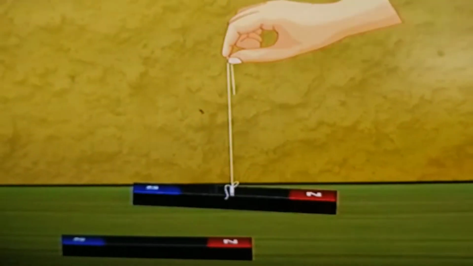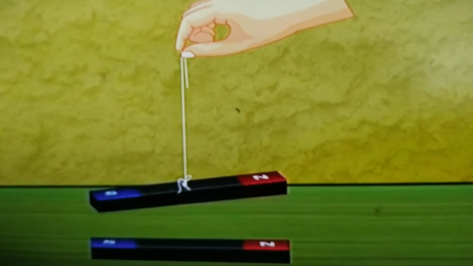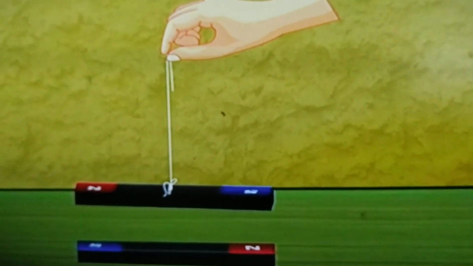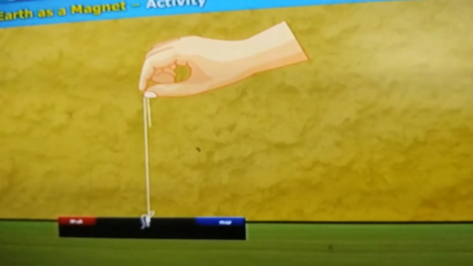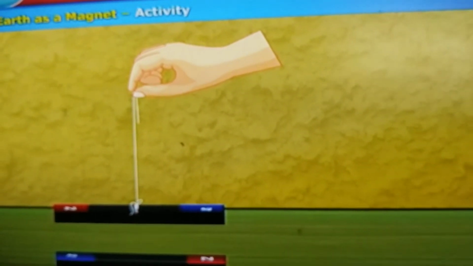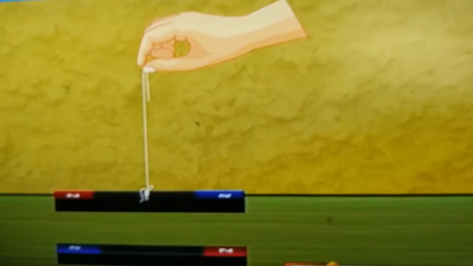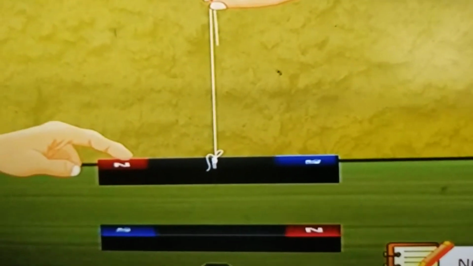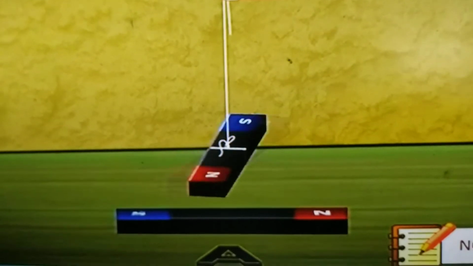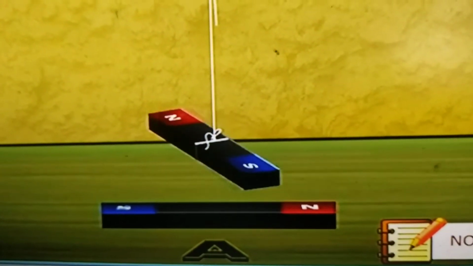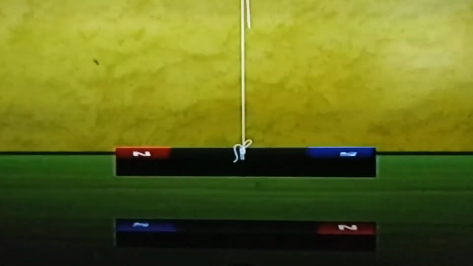Observe again. As we are taking two bar magnets and suspending bar magnet B over A, what is happening? You have to note down the observation. Bar magnet B should be fairly close to the bar magnet A. Disturb it again. So again it is attracted north to south, south to north.